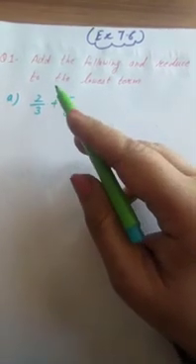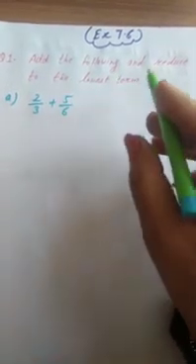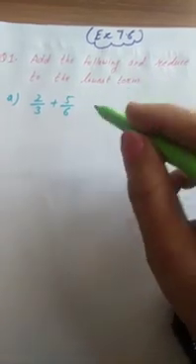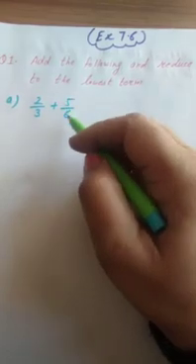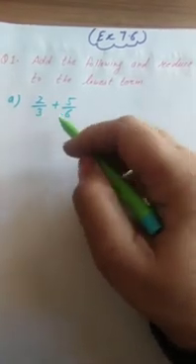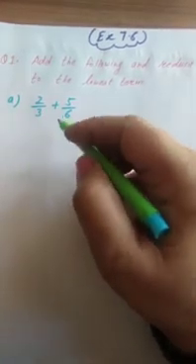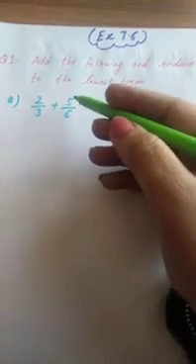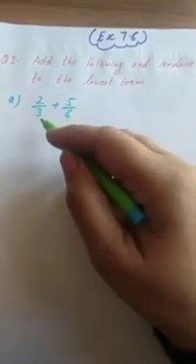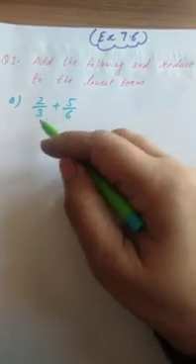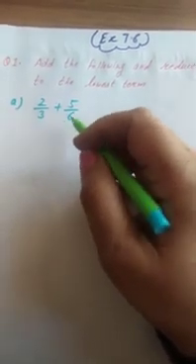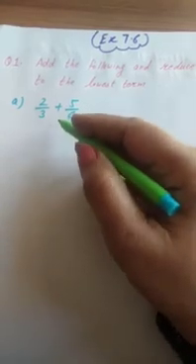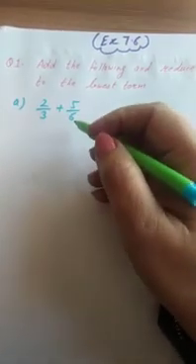Let me start with its first question. Add the following and reduce to the lowest term. Now you can see here 2 by 3 plus 5 by 6. In these two fractions we have different denominators. As we did the addition in the previous exercise, but there the fractions were like fractions. Now here you have unlike fractions. So first of all, we will convert them into like fractions.